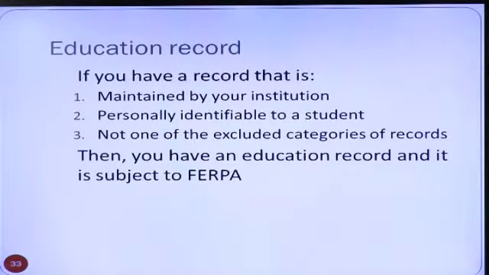Education records. So our institution maintains education records downstairs. We have a student record for each student. So we maintain that. It's tied directly to one student, so it's personally identifiable, and it's not an excluded category, which we'll talk about. So these are what is considered an education record, and it's subject to FERPA, meaning we can't just release it. We have to make sure that we're giving it to the people who need it for a certain purpose.